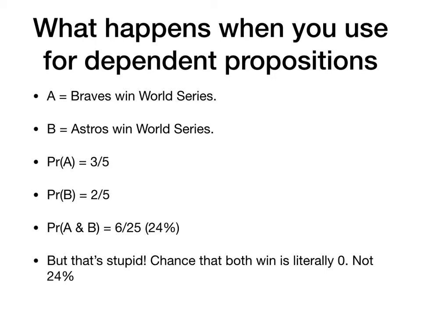But probability of A and B literally says, what's the probability that both the Braves win the World Series and the Astros win the World Series? That's stupid, right? There is literally zero chance that both of them win. And here we get 24%. That's just crazy. Obviously, we've done something wrong.